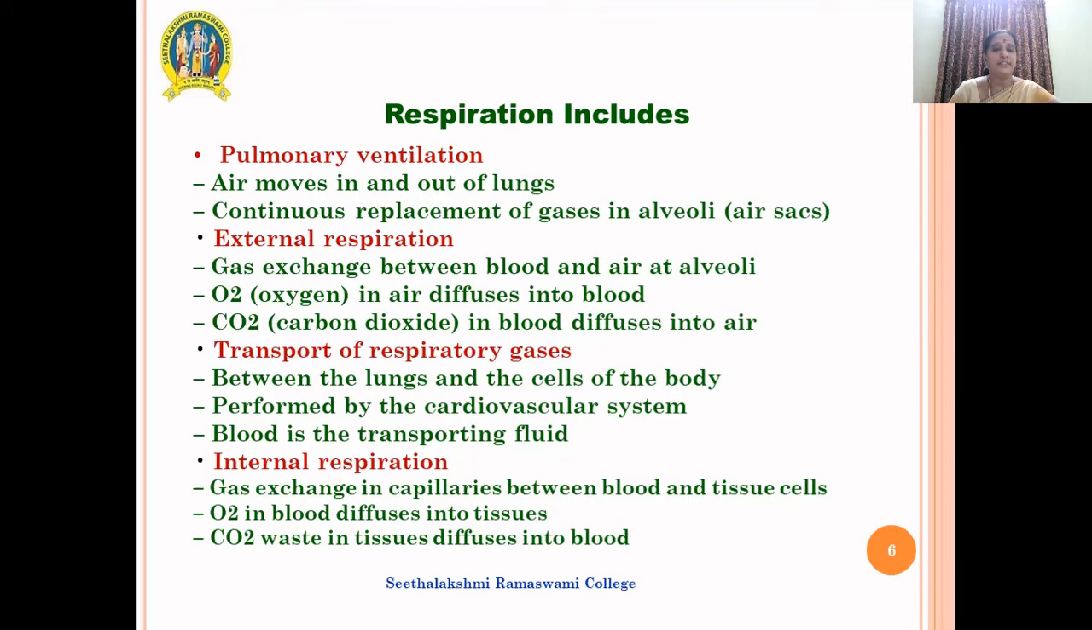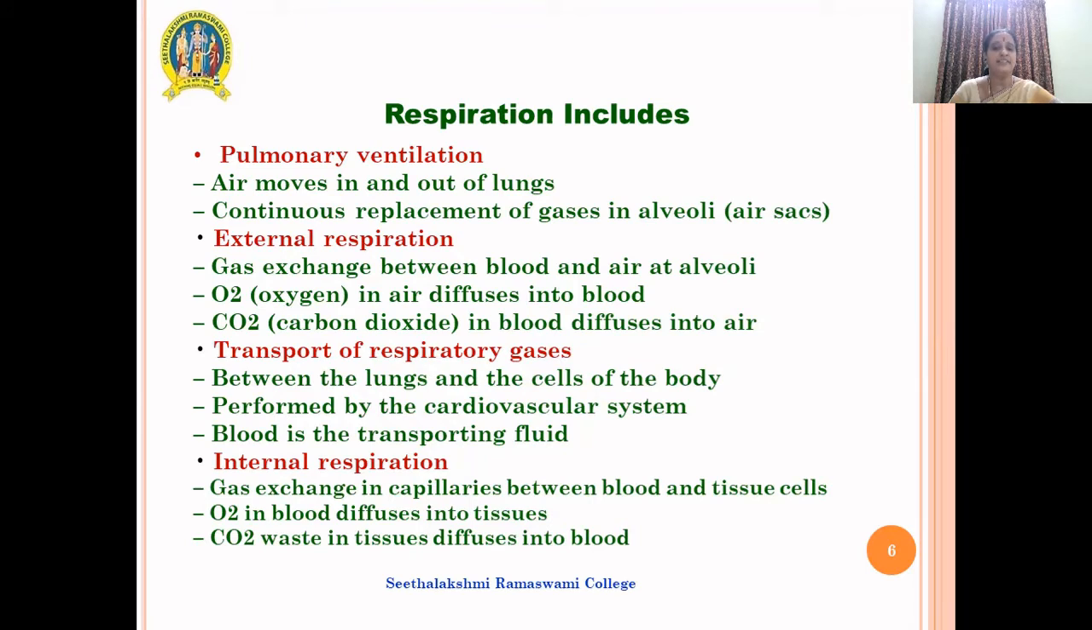The respiratory gases are exchanged by means of the support and coordinated function of the cardiovascular system, wherein the blood is also involved in transporting these gases and acts as a liquid fluid. Internal respiration: the gas exchange takes place in the capillaries between the blood and the tissue cells.